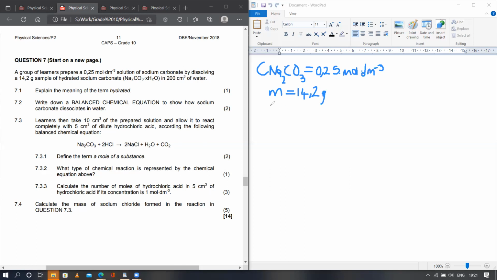And now we have our volume of water, which is actually the volume of the solution. It's gonna be 200, because when it dissolves, the volume doesn't increase. It's gonna stay the same. So 200, you're gonna divide it by 1,000.